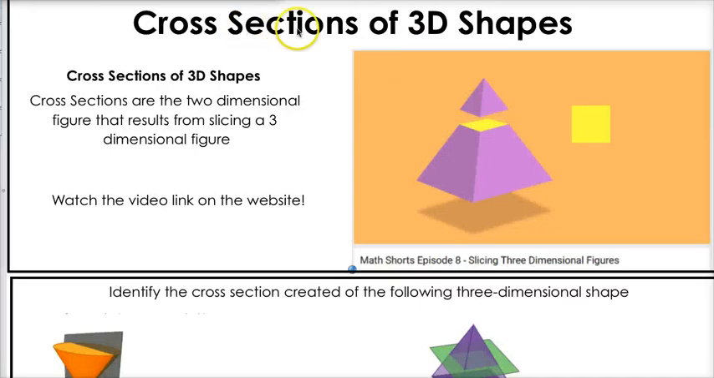Let's get into cross sections of 3D shapes. A cross section of a 3D shape, in a basic explanation, is if I take a 3D shape and I slice it. If I took a knife and I sliced it, what would the shape be when I sliced it? You see right here? If I slice this right open. Remember, a cross section is just the shape you get when you slice a 3-dimensional figure.